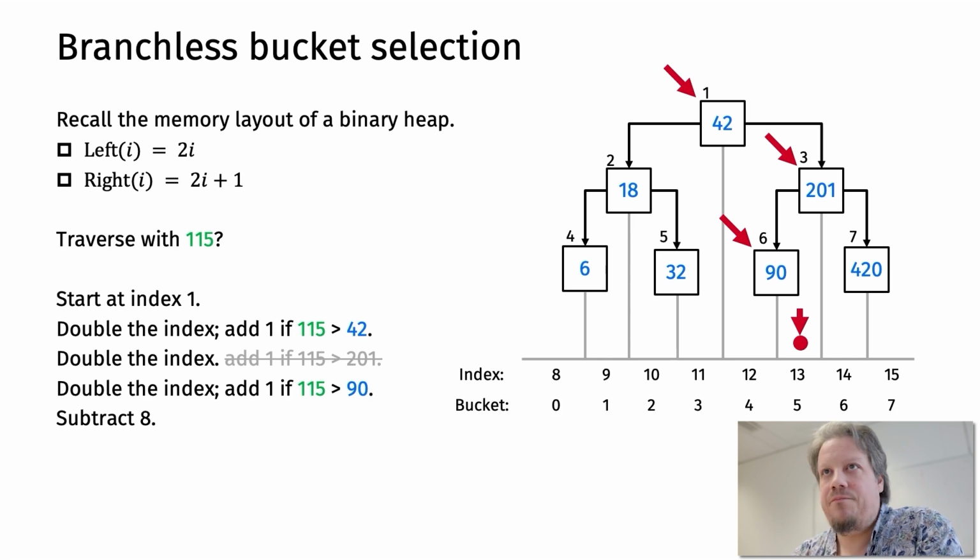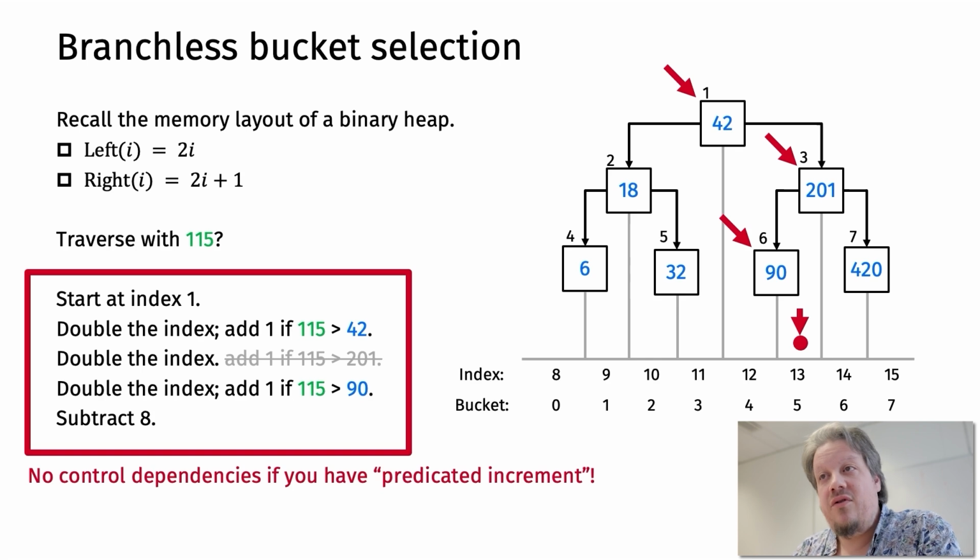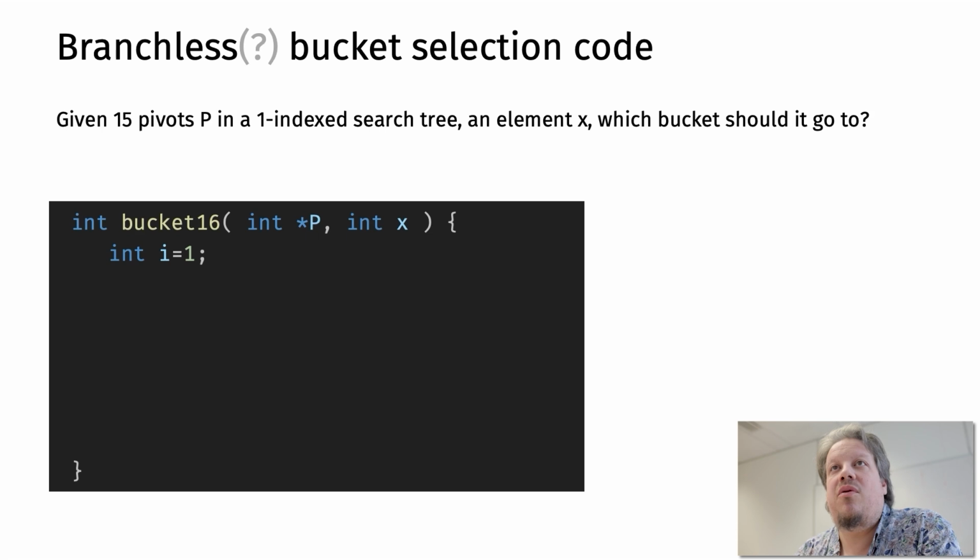And the thing to notice here is that if we have a processor that can do a predicated increment, and if we can convince our compiler to use it, then this algorithm has no control dependencies. Let's see what happens. Let's implement it. And in this example, I'm going to do it specifically to split it into 16 buckets.